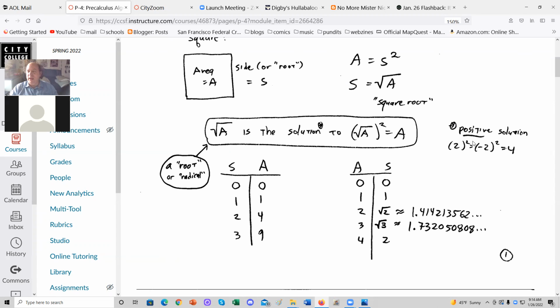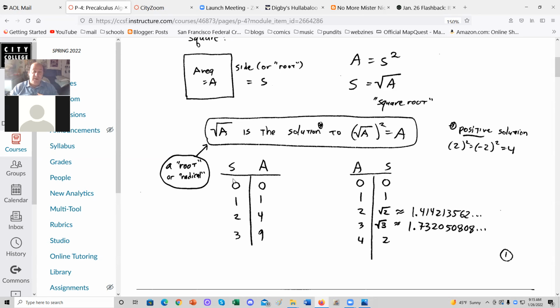Now, there are two solutions to x squared equals A. For example, 2 squared equals 4 and (-2) squared equals 4. So there'll really be x squared equals A for x equals root A and minus root A. We'll be seeing more about that later.